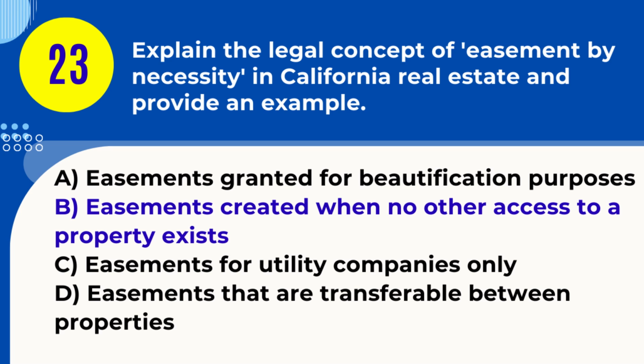Answer: B. Easements created when no other access to a property exists. Explanation: an easement by necessity occurs when a property cannot be accessed except through another property, such as a landlocked property requiring a driveway through a neighboring property to reach a public road.